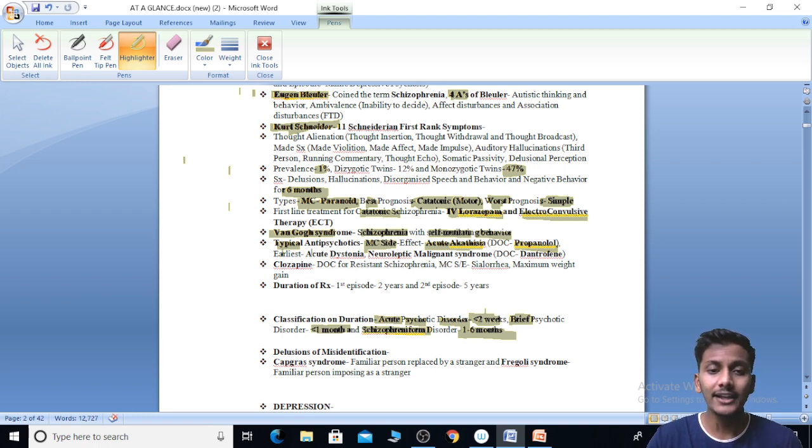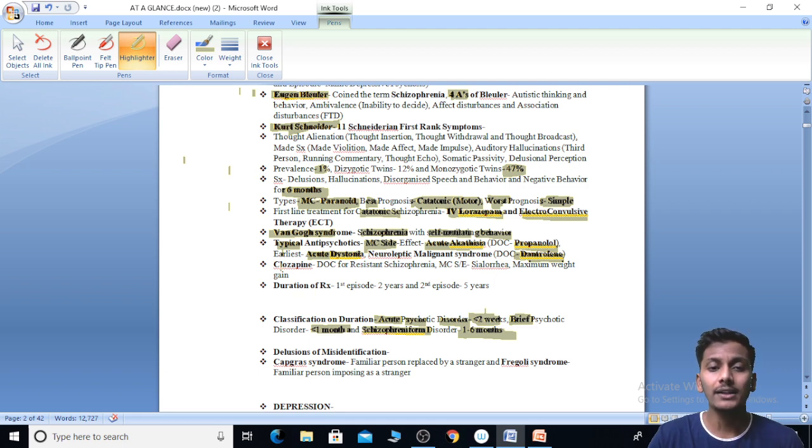The earliest side effect is acute dystonia, please remember, for which the drug of choice were promethazine like drugs. Then it can also lead to neuroleptic malignant syndrome, for which the drug of choice is dantrolene, and it can also lead to tardive dyskinesia, right? Please remember. These were all the typical antipsychotic side effects which are seen. Therefore, we shift the patient at times to atypical antipsychotics, which have lesser extrapyramidal side effects.